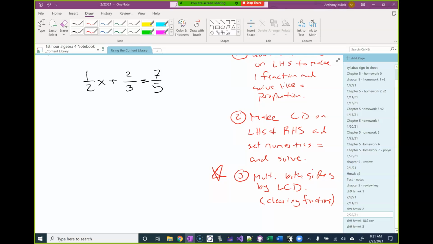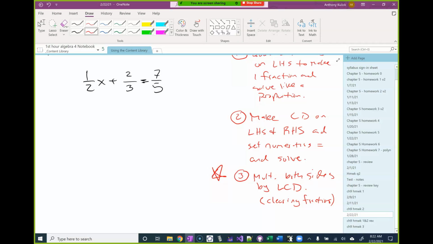Not to say that the other two are incorrect. You can certainly do those things. But I think that when we talk about operations on rational expressions, the hardest one to do is adding and subtracting, right? Multiplication and division is pretty easy in comparison. Do you guys agree with that? So the advantage of clearing fractions is that you never have to add any fractions together. Is everybody okay with that notion?